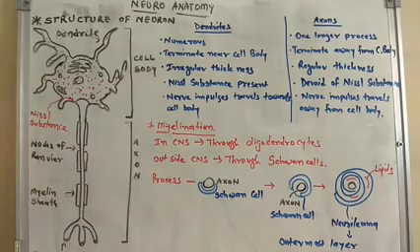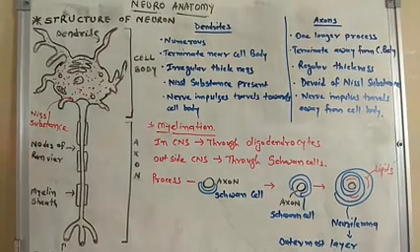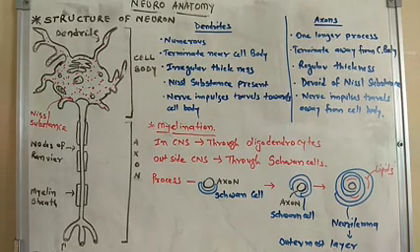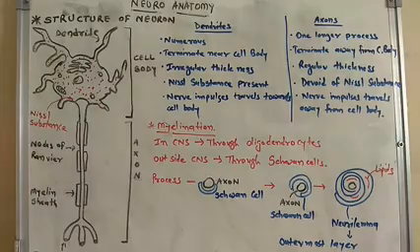The neurites are of two types, dendrites and axons. The dendrites are numerous, whereas the axon is a single longer process. Dendrites terminate near the cell body, whereas the axons terminate away from the cell body. Dendrites are irregular in thickness, whereas the axons are regular in thickness.